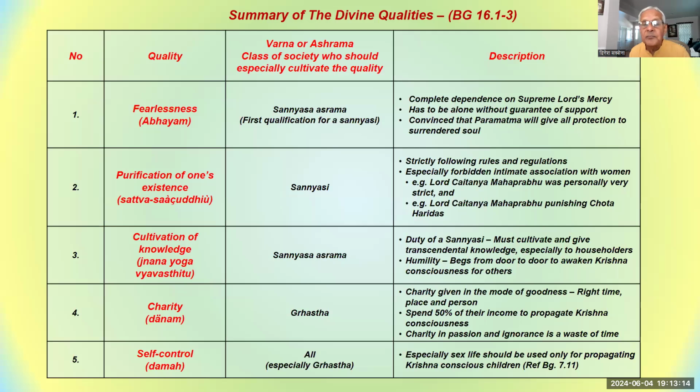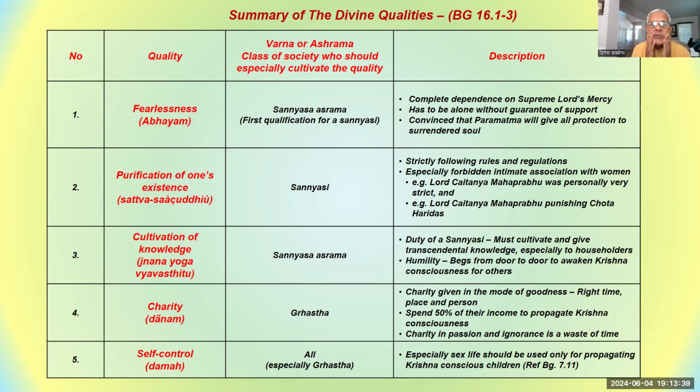Purification of one's existence, sattva samshuddhi, sannyasi. Strictly following rules and regulations, especially forbidden intimate association with women. Example, Lord Chaitanya Mahaprabhu was personally very strict. And example, Lord Chaitanya Mahaprabhu punishing Chota Haridas.